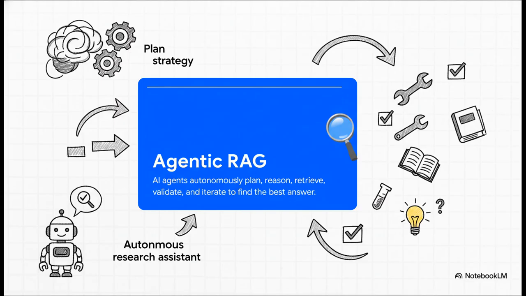And that brings us to the top of the mountain, Agentic RAG. Seriously, this isn't just a pipeline anymore. It's an autonomous system. You have AI agents that plan a strategy, use different tools, check multiple sources, validate what they find, and then do it all over again until they're confident they have a great answer. It's like having a tiny autonomous research assistant.